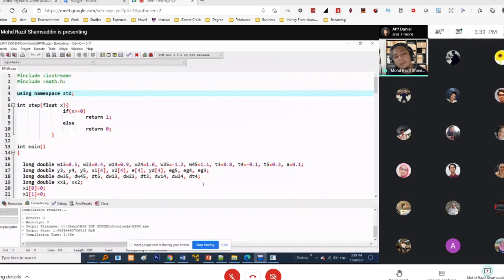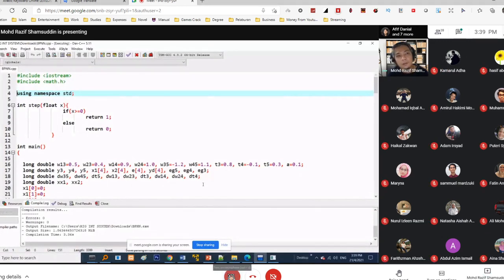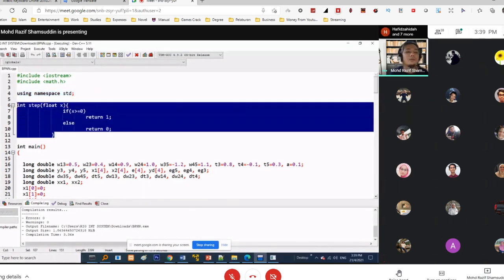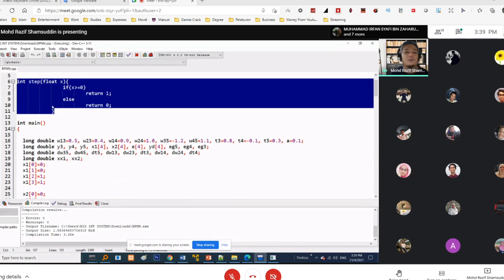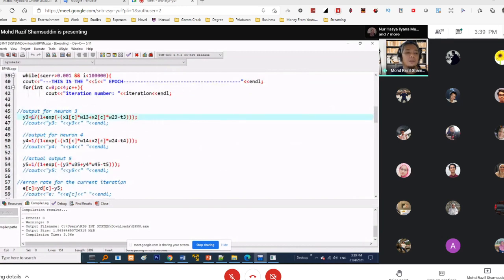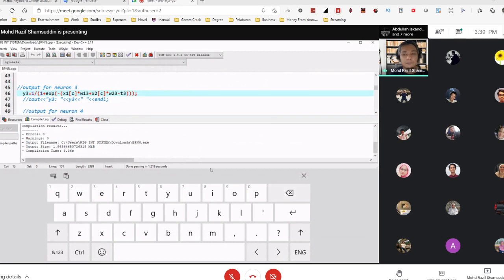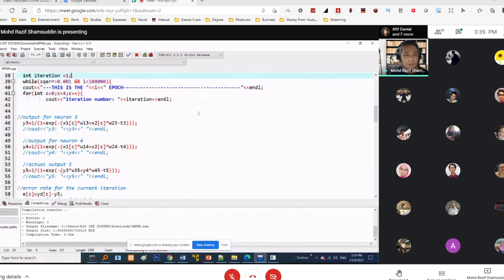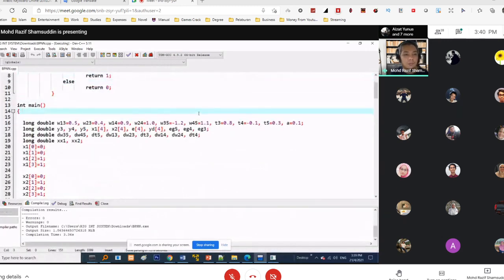Okay, can you see my screen? Yes, we can. Similar to the perceptron program that I showed you earlier, but I didn't use this one. This is the old activation. Supposedly, I need to create a sigmoid activation function that returns a float value, but I immediately applied the sigmoid function in the syntax. But it works the same way. Basically, it is very similar to my perceptron program.